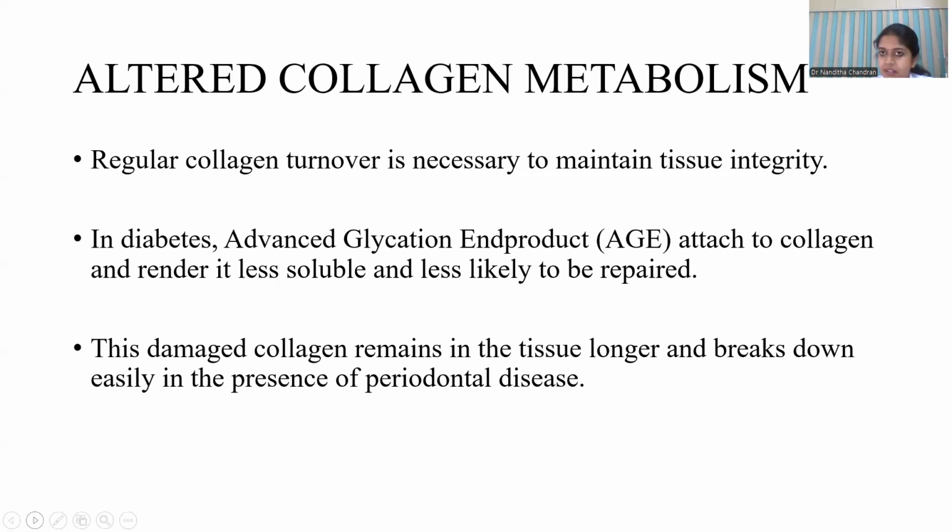So these are three different pathogenic mechanisms. The role of bacterial pathogens, as we have said, is predominance of gram-negative organisms and black pigmented species. The second mechanism is alteration in neutrophil chemotaxis, phagocytosis, and adhesion. And thirdly, alteration in collagen metabolism. These are the three different mechanisms of pathogenesis of periodontitis and diabetes.